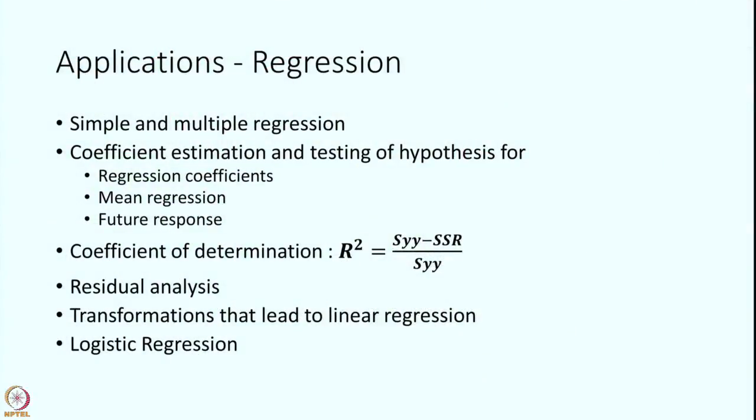Then we started going into applications. We first considered regression application. We again looked into the coefficient estimation, and then we did the hypothesis testing for regression coefficient, mean regression, and future response. Again, please remember, in all this we have derived a t statistic, and a t statistic is a t statistic. It need not have the normal assumption. It is a unitless statistic and can be looked into with reference to any distribution that you wish to assume, or you can do it by simulating it and getting the cutoff values if you are so keen to look into it. Otherwise, looking at the largeness and smallness is good enough to give you an answer.